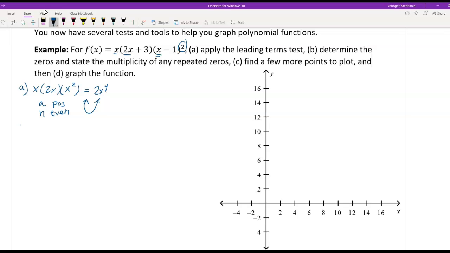All right, so now zeros. We have x times 2x plus 3 times x minus 1 squared. I know that my highest degree is 4, which means my turning points are 3.